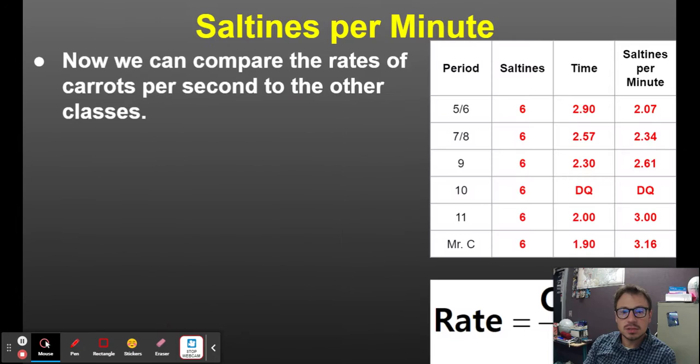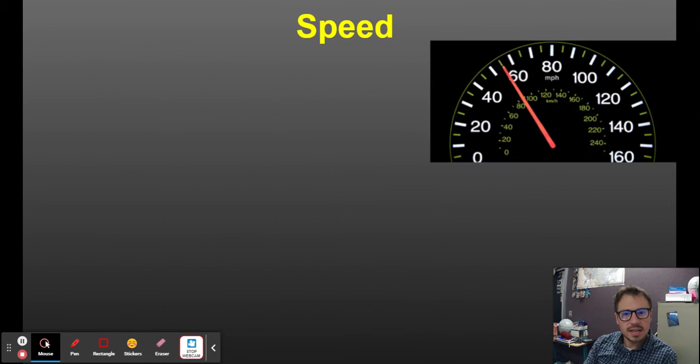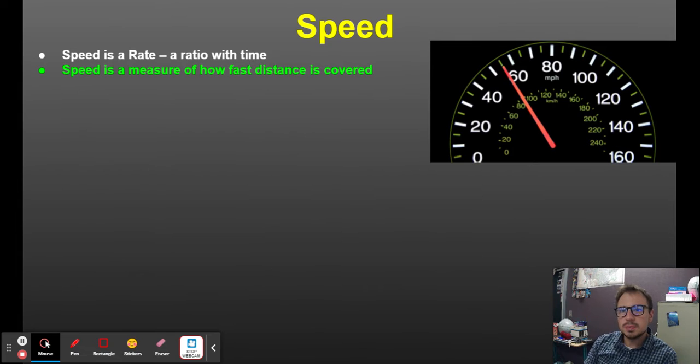Now, in the classes, we did a competition to see who could eat saltines the fastest. So you can see here that we could find the rate of saltines per minute and compare and see who can eat saltines faster. So now what does it mean to say someone or something is fast? So let's talk about speed. So speed is a rate. It's a ratio with time.